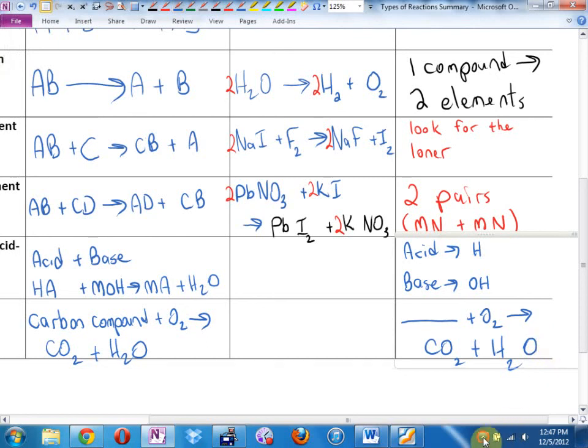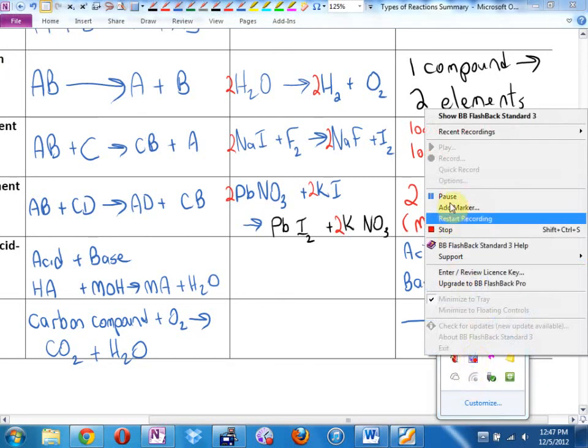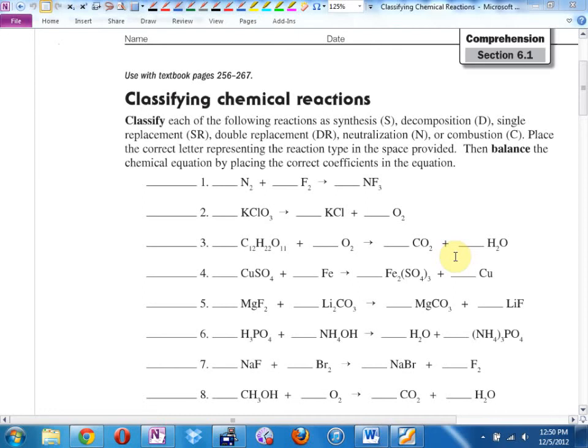So we're going to practice a few of these. It wants us to classify this as a synthesis. What would be a good letter to use for synthesis? S. What would be a good letter to use for decomposition? D. Single replacement, SR. Double replacement, DR. Neutralization or combustion. And then it's going to want us to balance. We'll practice the balancing after, but let's see if we can just identify these.